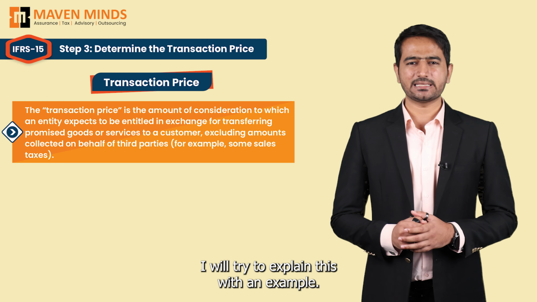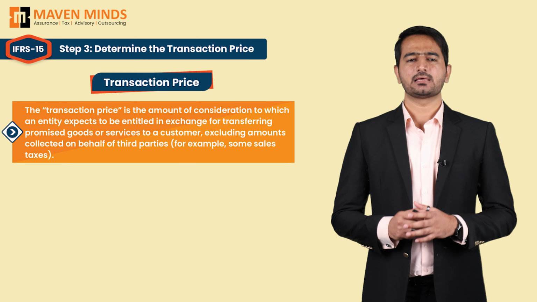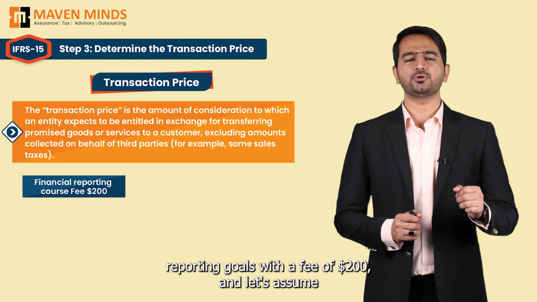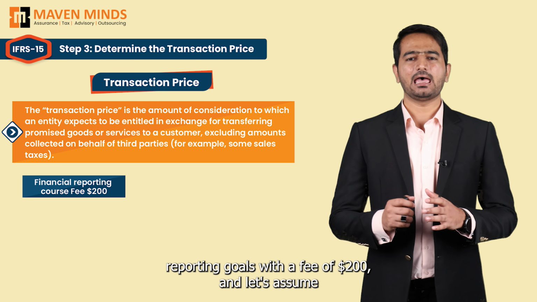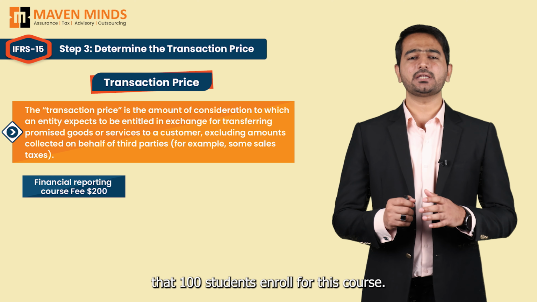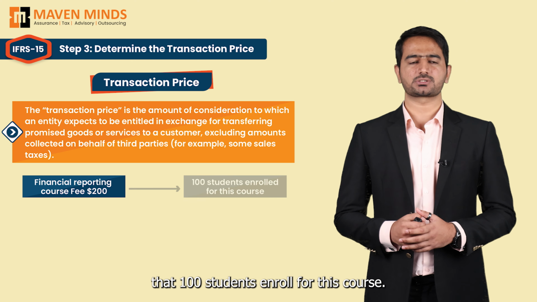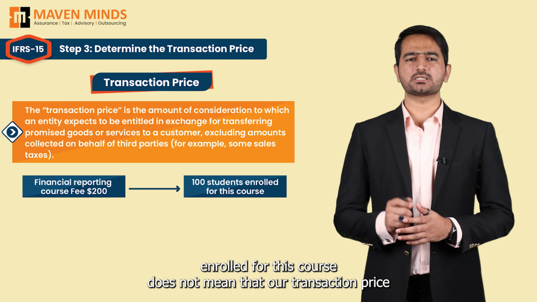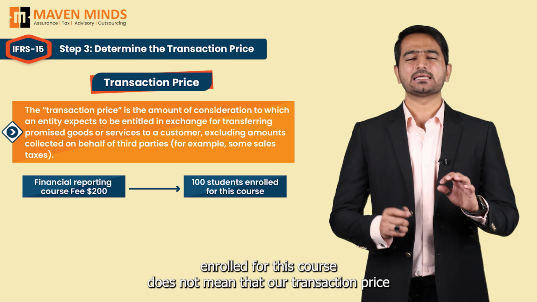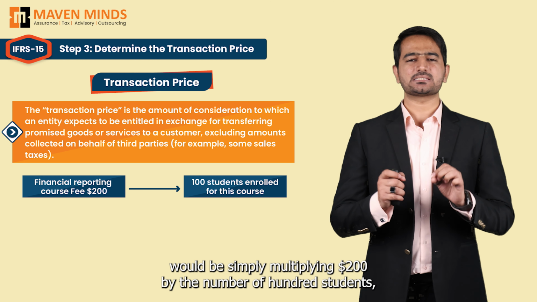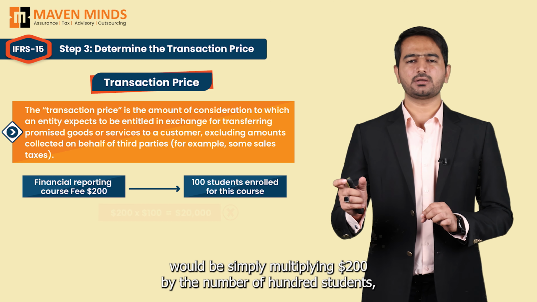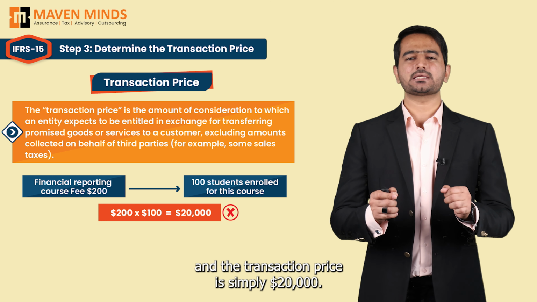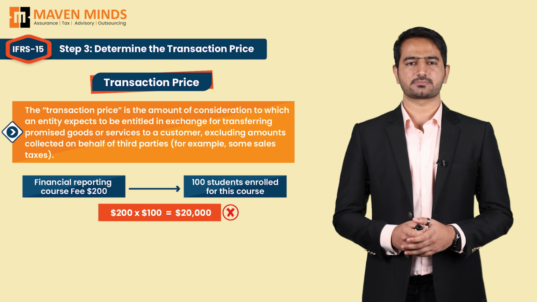I will try to explain this with an example. Let's say we offer a financial reporting course with a fee of $200, and let's assume that 100 students enrolled for this course. Now, having 100 students enrolled does not mean that our transaction price would be simply $200 multiplied by 100 students, that is, $20,000.